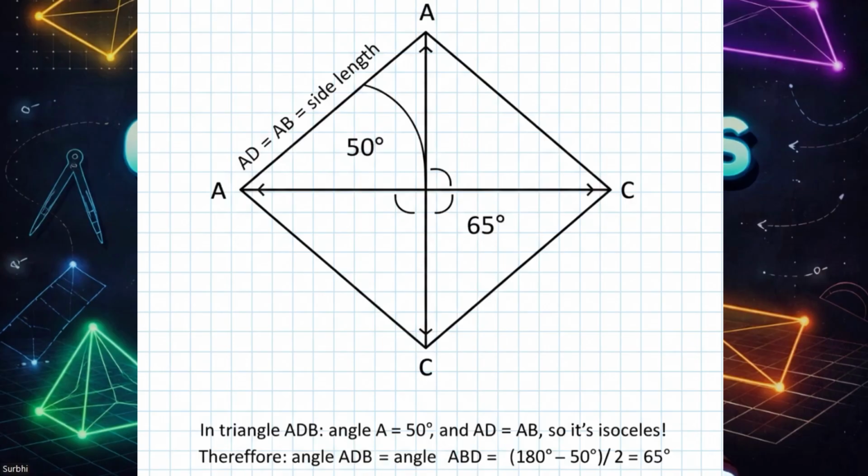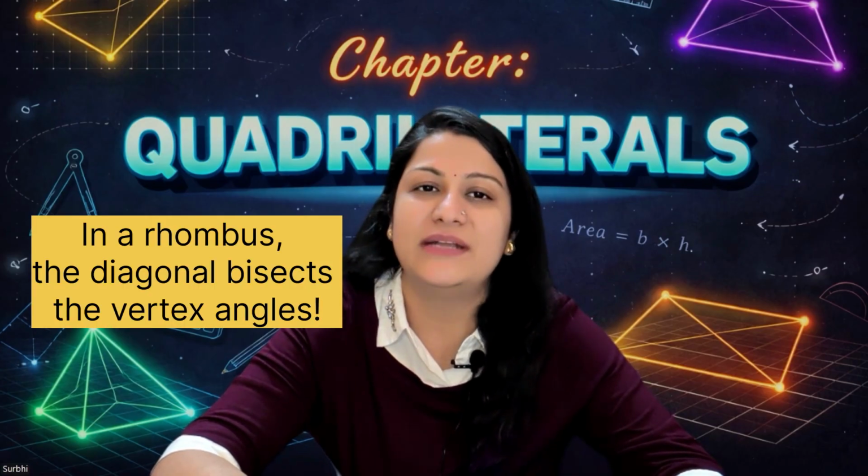Now draw diagonal BD from B to D in rhombus ABCD. It creates a triangle, that is ADB. We know that all sides of a rhombus are equal, right? So AD is equal to AB, that is the side length. And in triangle ADB, angle A is equal to 50 degrees and AD is equal to AB. So it is isosceles. Therefore, you can say that angle ADB is equal to angle ABD, that is 180 degrees minus 50 degrees divided by 2. It will be 65 degrees. This also proves that in a rhombus, the diagonals bisect the vertex angles.